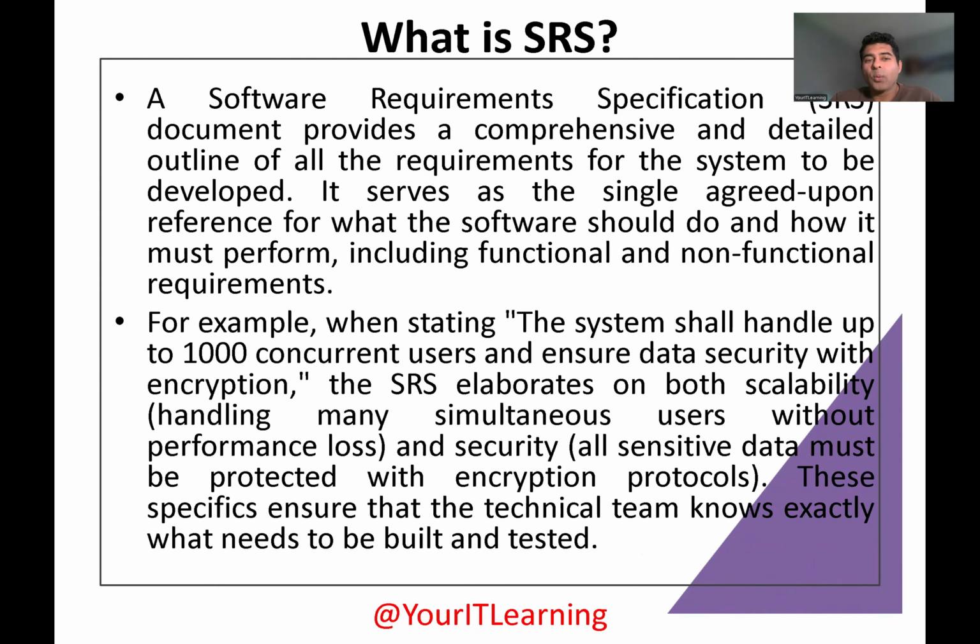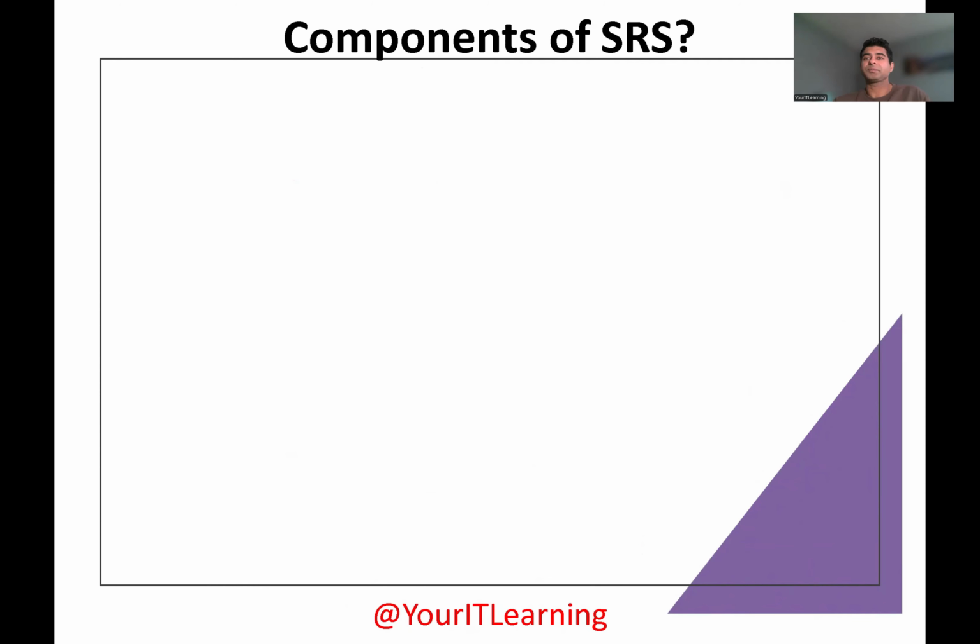For example, when stating the system should handle up to 1000 concurrent users and ensure data security with encryption, the SRS elaborates on both scalability, handling many simultaneous users without performance loss, and security: all sensitive data must be protected with encrypted protocols. These specifics ensure that the technical team knows exactly what needs to be built and tested.